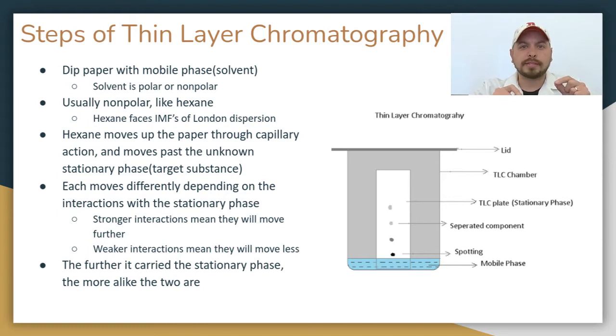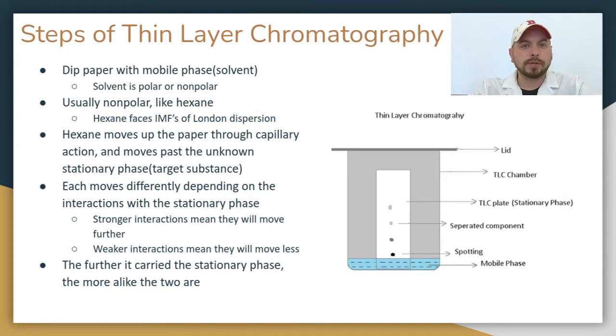As it moves past that substance, the molecules of hexane are going to interact with the molecules in the stationary phase. Now, if there are multiple molecules present, each one is going to move differently up the paper depending on how it interacts with the mobile phase. The more strongly it interacts with the mobile phase, the more distance it's going to travel up the paper. When we allow this experiment to run for a specific amount of time, we can then analyze how far the solvent front has moved. So that's basically how far up is the paper wet, and then how far did it carry each component of our stationary phase.